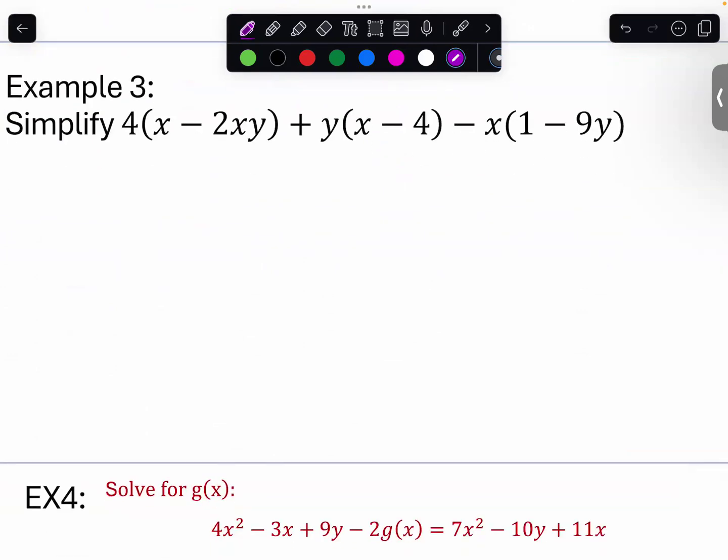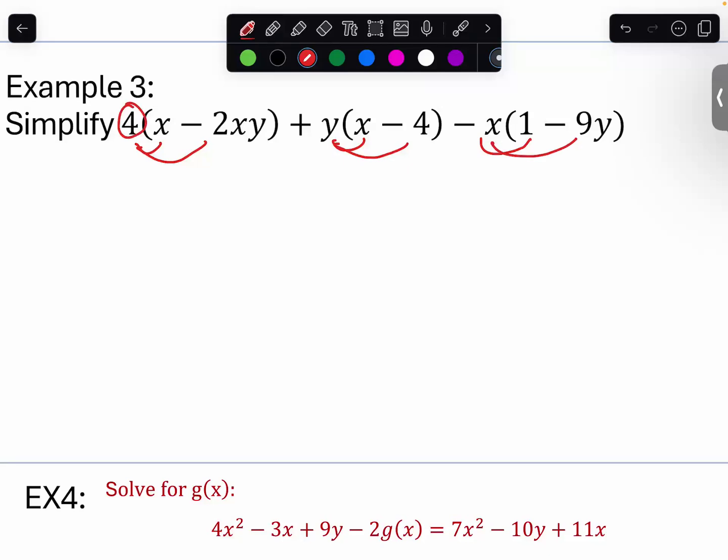All right, next we want to simplify this expression. I notice I have some terms that are being multiplied by binomials. So I'm going to distribute into each of those parentheses. That way I no longer need to worry about those parentheses.